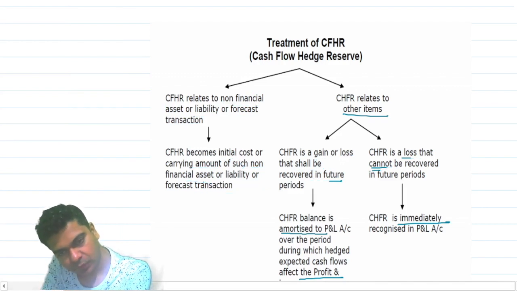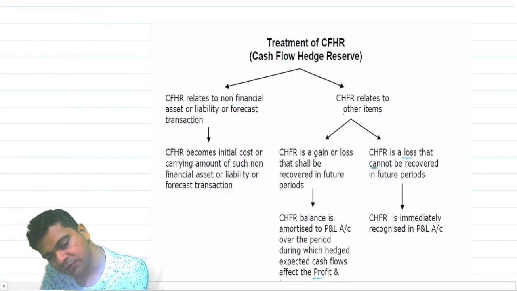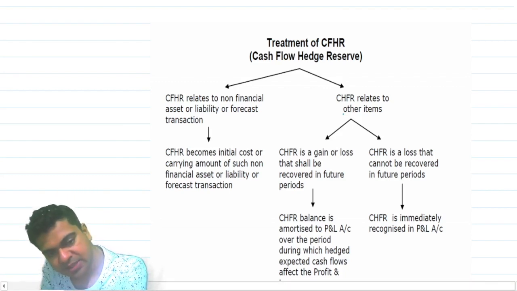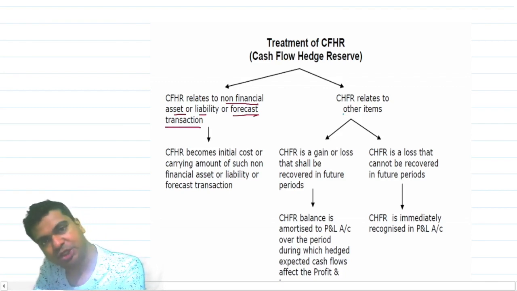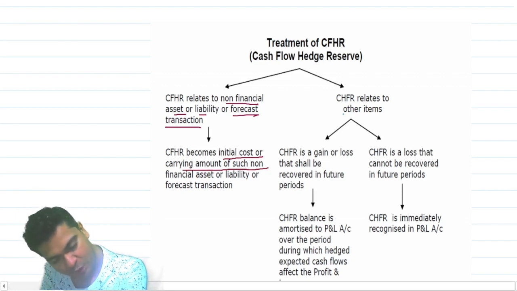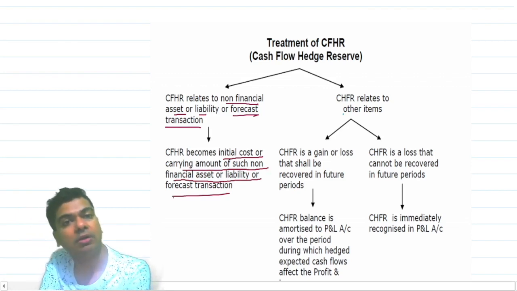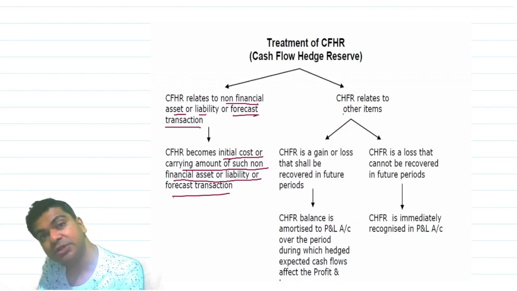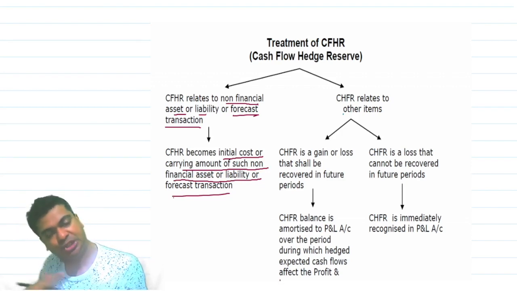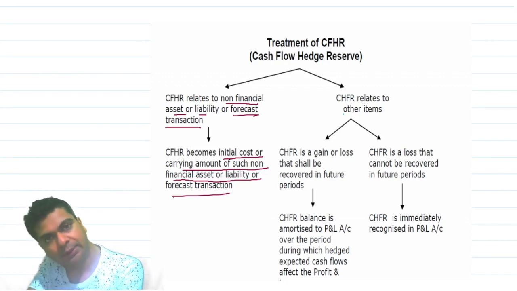Here it is. Treatment of the cash flow reserve, right? They are saying cash flow hedge reserve relates to a non-financial asset or liability or a forecast transaction. That's where this particular case falls. They are saying cash flow hedge reserve becomes initial cost or carrying amount of such non-financial asset or liability or the forecast transaction. This forecast transaction is for purchases. This forecast transaction is for inventory. So the balance which is lying in the cash flow hedge reserve will be adjusted against the purchases or the inventory.